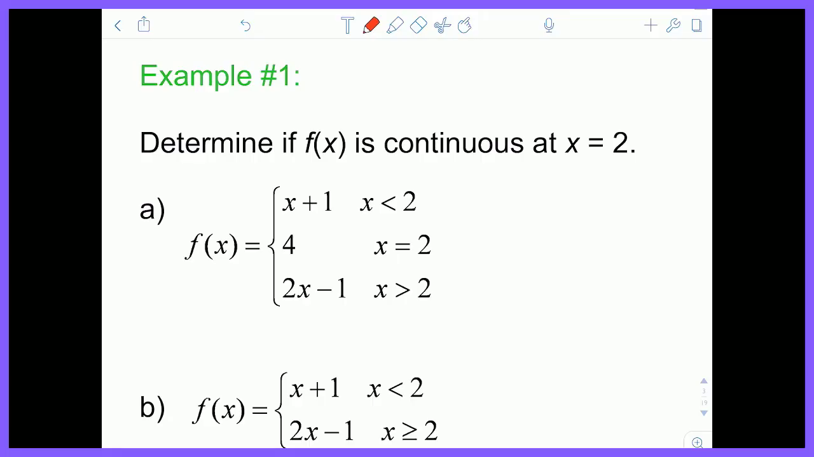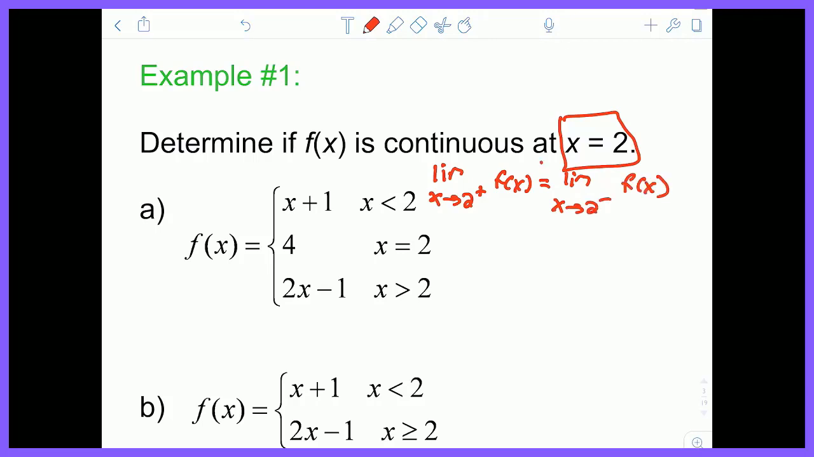Example 1. Determine if f of x is continuous at x equals 2. So you might ask yourself, why are we only considering x equals 2? Well, this piecewise function is continuous everywhere else. The only questionable value is 2, because that's where the pieces start to jump around a bit, and that's where the bounds change. So in order to determine if continuity exists at 2, you first have to determine if the limit exists. So you need to ask yourself, does the limit as x approaches 2 from the right equal the limit as x approaches 2 from the left of f of x?